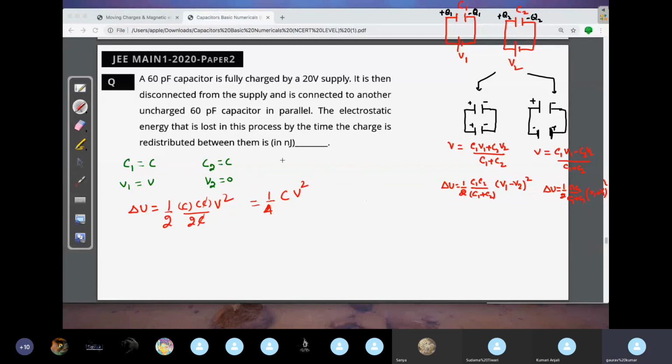Okay, so write the things from here. अब सबका वैल्यू लिख दो. 1 by 4. What is C? C is 60 picofarad, means what? 10 to the power of minus 12, into what? V square. What is V square? 20 into 20. This is what we'll get.